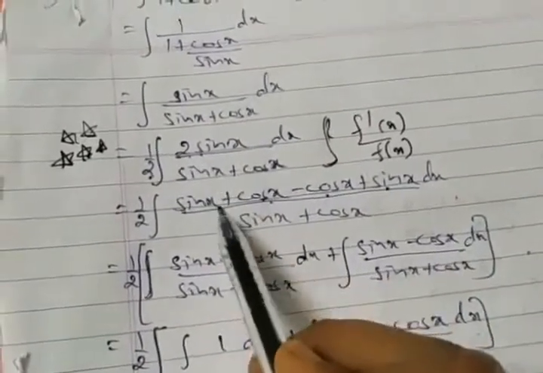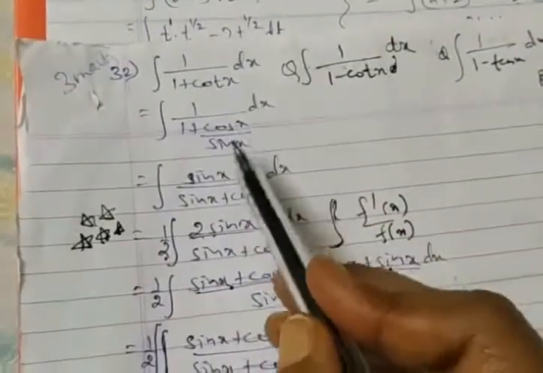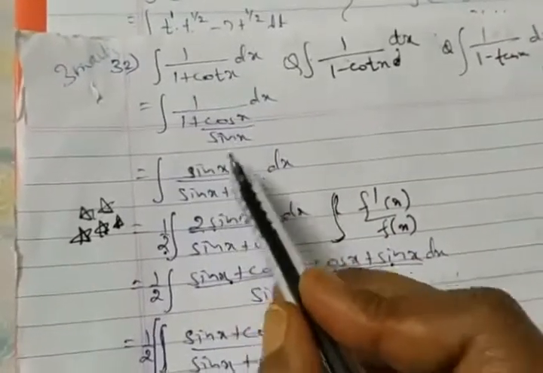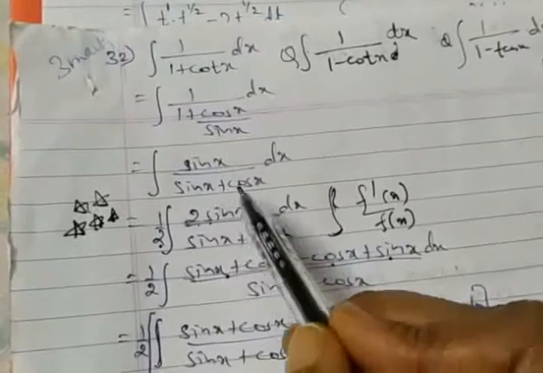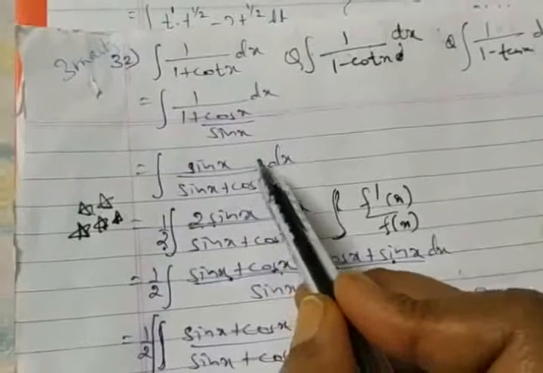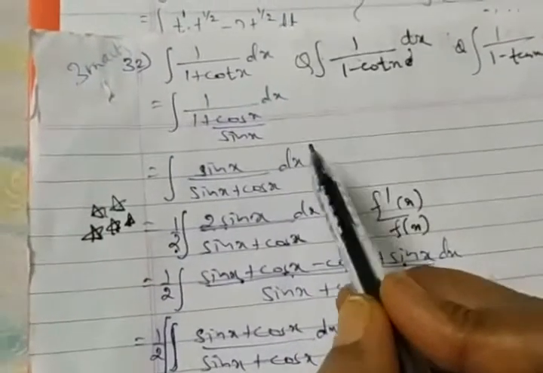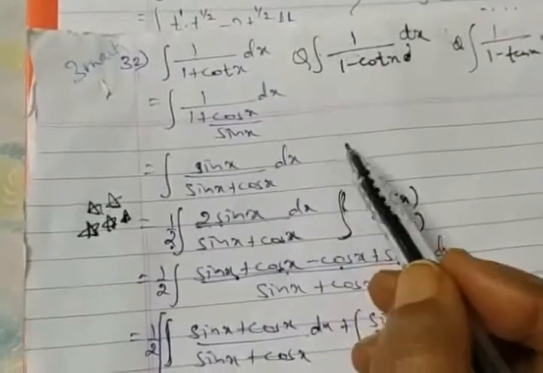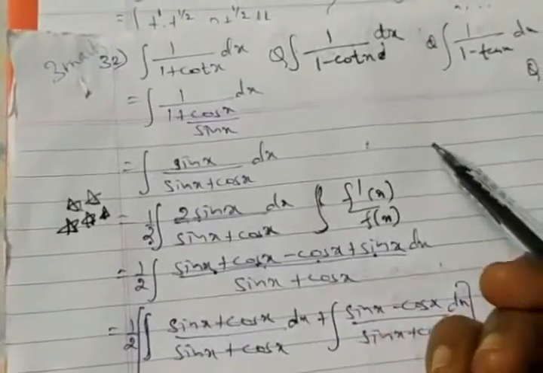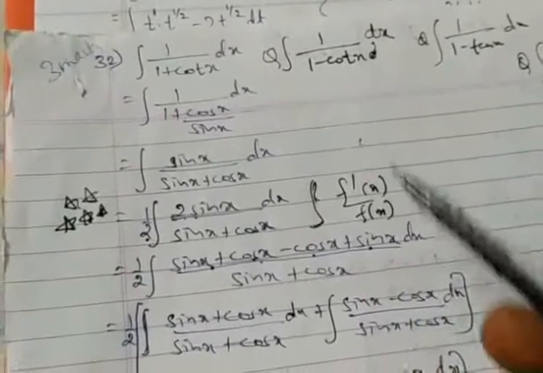One more modification. I repeat: cot x is cos by sin, go for LCM, sin comes to numerator, denominator we have sin x plus cos x. If I take plus cos x, then I need to balance with minus cos x. For that minus cos x, again I have to add sin x, again I have to balance. Again I have to add, subtract, again add, subtract. The procedure will be continued. We don't have an end for that.